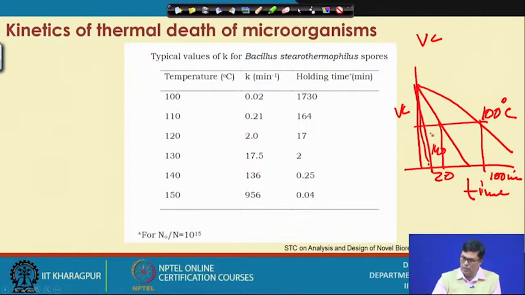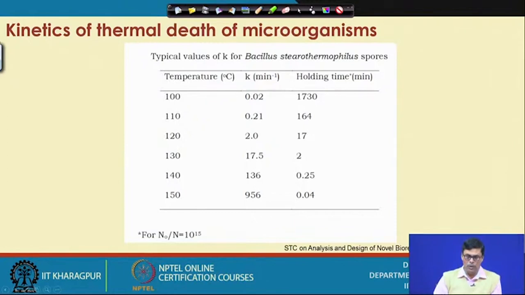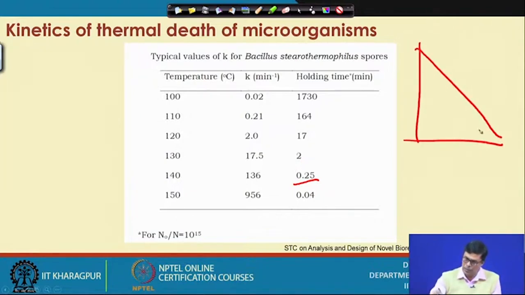What I want to tell you is that if you go for a higher temperature, then your exposure time will be drastically reduced, and so the quality of the vitamin will remain like this. So this is one plot, this is another plot. We can easily find out the quality: this is V1 into N, and this is V2 into N. So this is the smaller volume and this is the bigger volume.